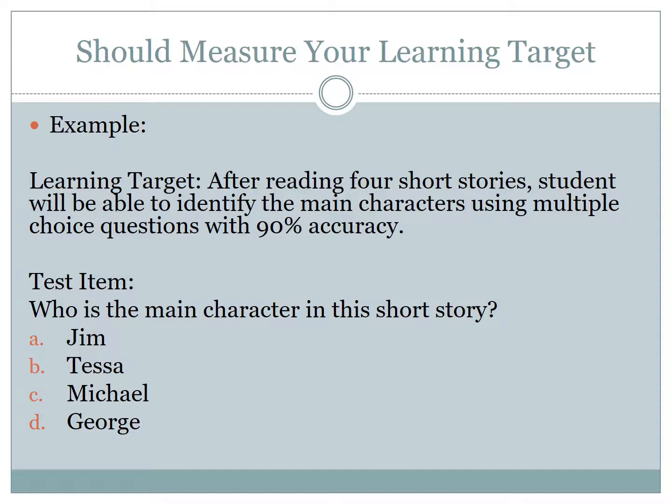Let's take an example. Suppose the learning target was, after reading 4 short stories, students will be able to identify the main characters using multiple choice questions with 90% accuracy. Notice that's a learning target because it includes an assessment and it includes a criterion for success. An appropriate test item for that might be, who is the main character in this short story? Do you see how that test item aligns with the learning target? If I had a test item there about setting, it wouldn't align appropriately with the learning target.